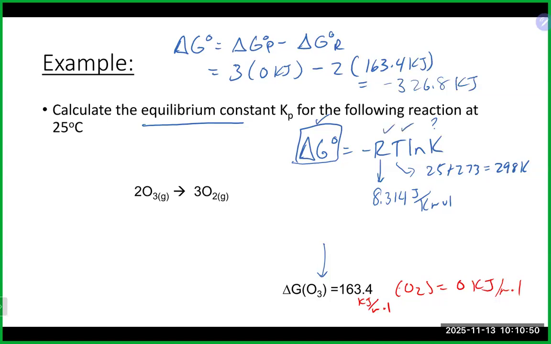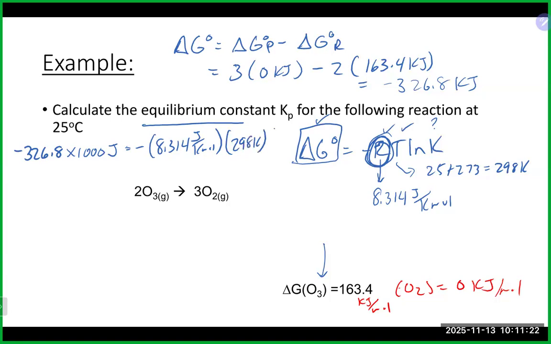So I now have this, and this. I think we have everything we need to solve. I'm going to put it in here. So we can go negative 326.8. I am going to multiply it by 1,000 to turn it into joules. The reason I'm doing that is so I don't get any unit problems with R, which is in joules and not kilojoules. So that's going to be minus 8.314 joules per Kelvin per mole, times our 298 and the natural log of K. Now I don't have to worry about it since these are both in joules. Obviously, you could also convert your R to kilojoules if you want to.